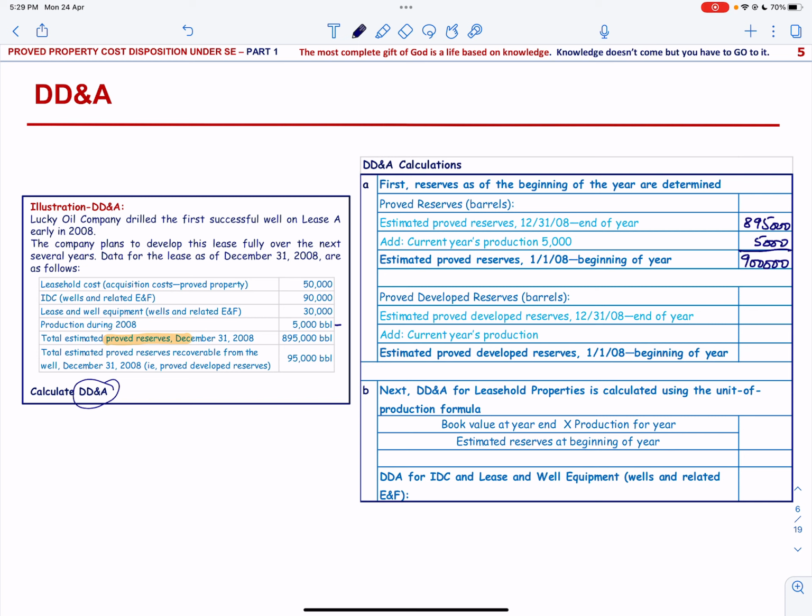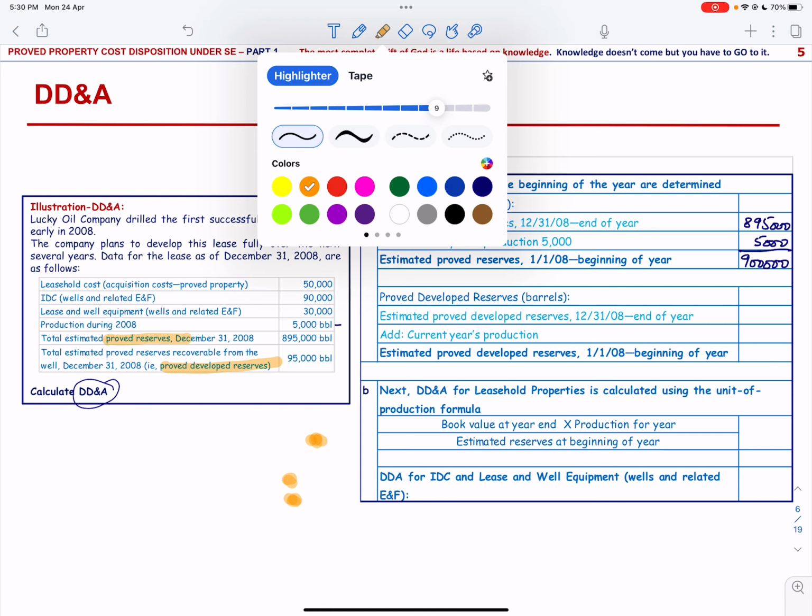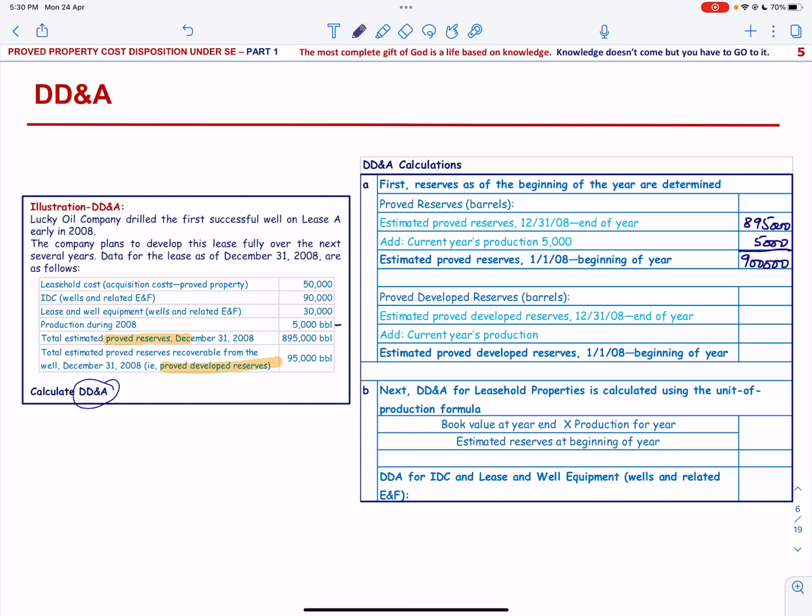Then we determine the estimated proved developed reserves. Estimated proved developed reserves at the end of the year is 95,000, and the current year's production is 5,000. So the total estimated proved developed reserves is 100,000.